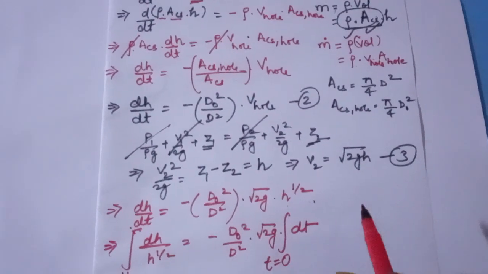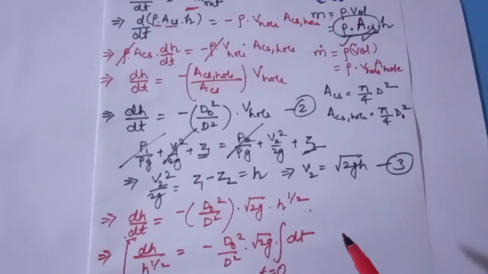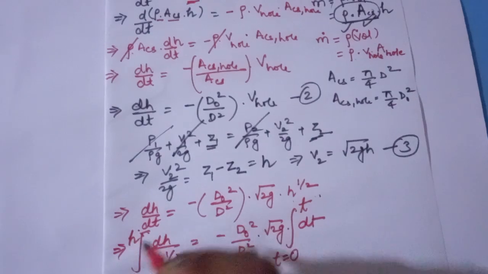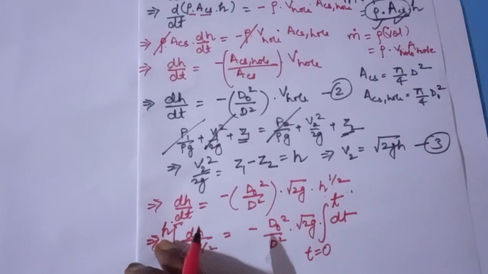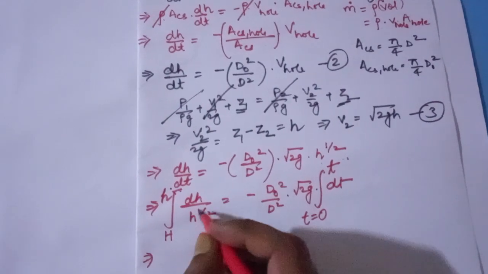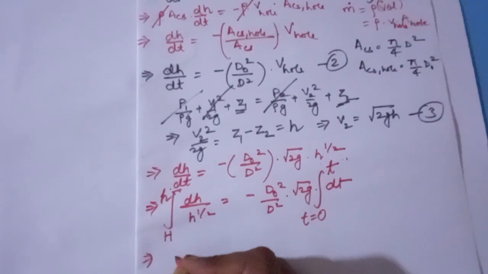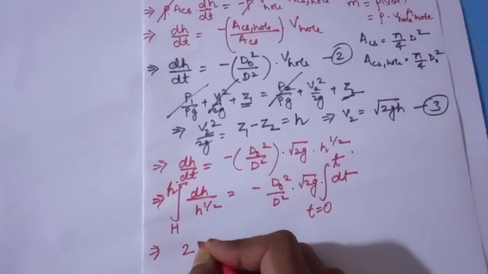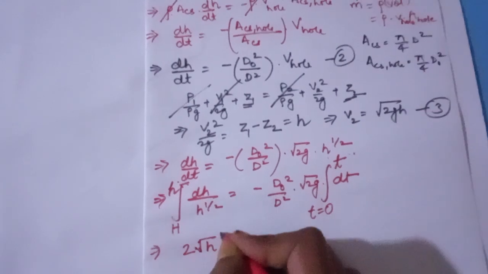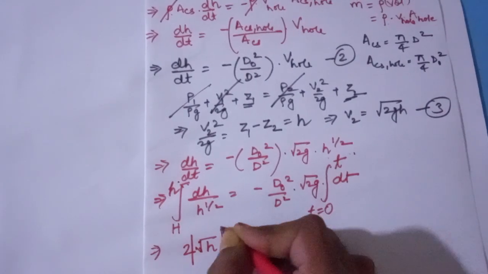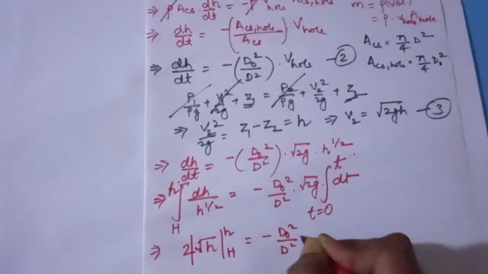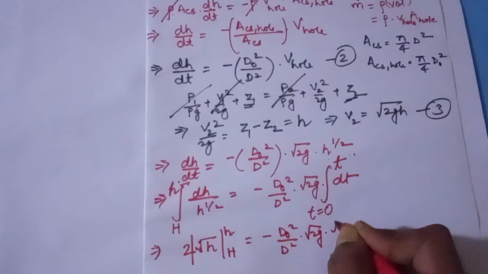Let's suppose we have to find the height at time t. So at time t, let the height be small h, the same thing we assumed earlier. Now we'll integrate it, so it will become 2 root h, and the integration will be from capital H to small h, equal to minus of d naught square by d square into root 2g into t.